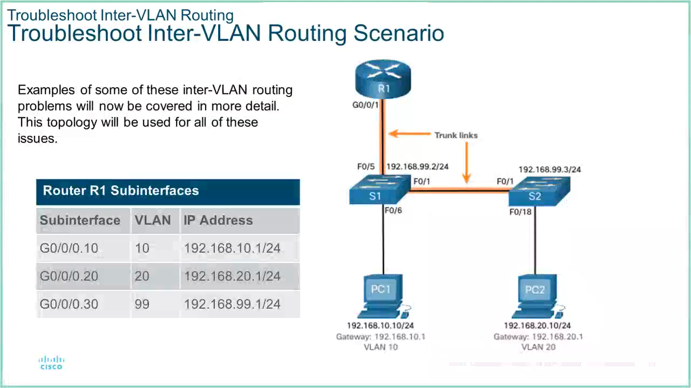So here we've basically got the same scenario that we talked about in the previous slide with the standard topology, and we have router 1 here using the 10.1 interface, sub-interface 20, 20.1, and 99 on the 30 sub-interface. So this is the standard topology that we're going to use when referring to the issues in the next couple of slides.